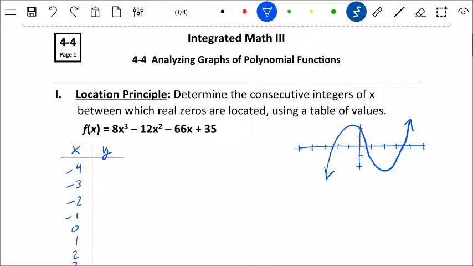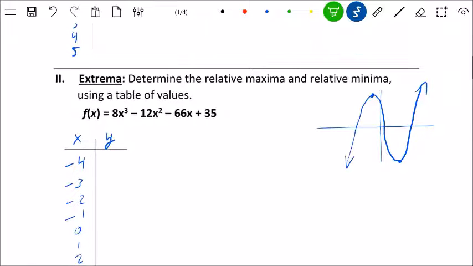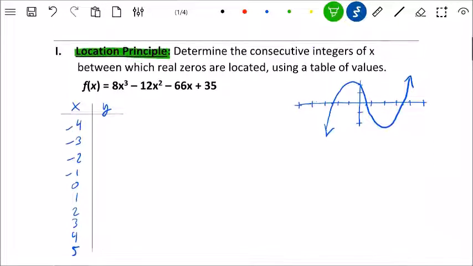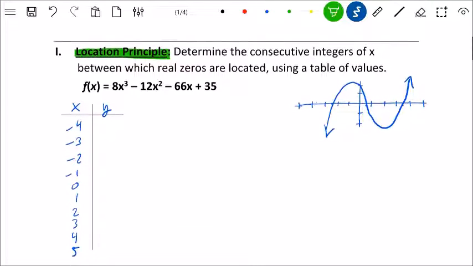Welcome. We're going to analyze two specific things from the graphs of a couple of polynomial functions. Actually, we'll use the table of values to go with it. So we're going to be looking at what's called the location principle, and then we're going to be looking at the extrema.